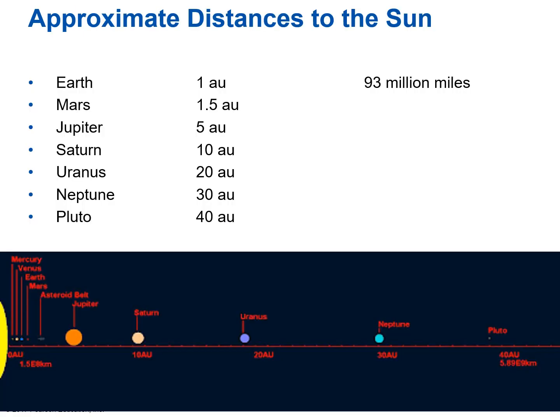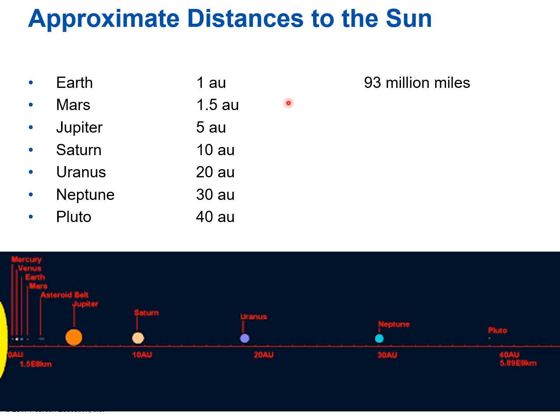The approximate distances to the sun, I'd like you to learn these. It gives you a good rough scale of the solar system to have these numbers in mind. Earth, you should definitely know, is 1 astronomical unit from the sun. You should know that because that is the definition of 1 astronomical unit, which by the way is 93 million miles. Mars is 1.5 times that, so 1.5 astronomical units.